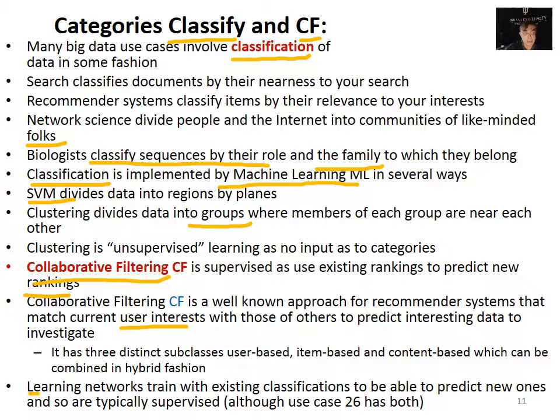Learning networks are another approach. They train using typically existing classifications. Say you have a bunch of images, you label those images, and you learn those labels. That's the learning phase of the learning network. And then the learning network takes new images and classifies them according to what is learned from previous images. Sometimes, actually, learning networks can be either supervised or unsupervised. This use case, 26, deep learning, has both categories.